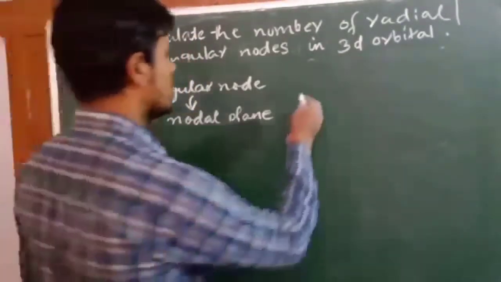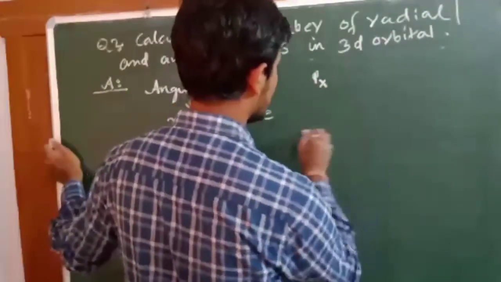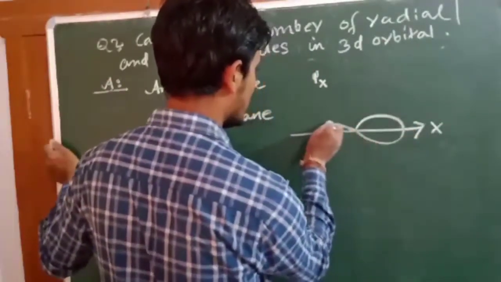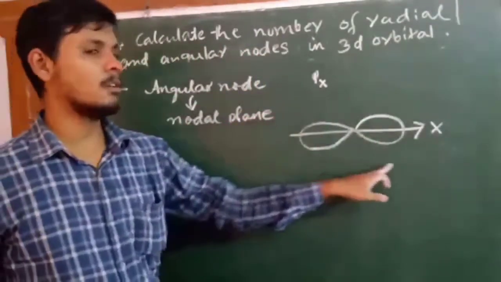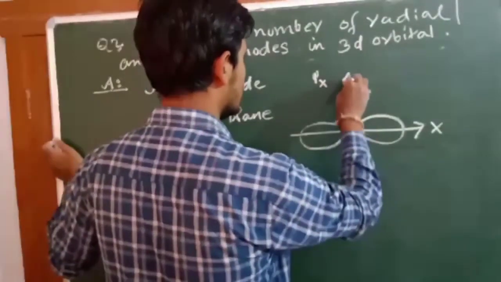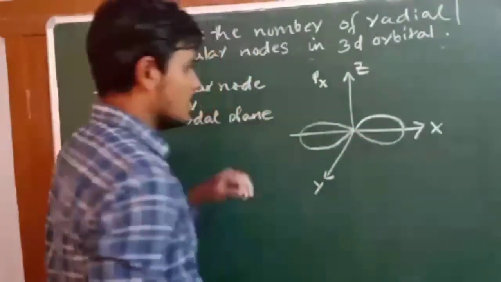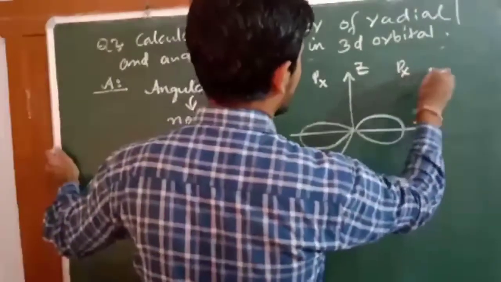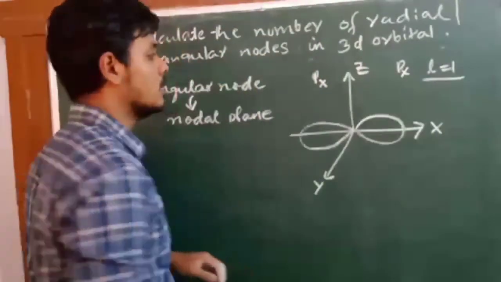So similarly, if I take a p orbital, let us consider the px orbital. So this is the x-axis. The p orbital will be aligned along the x-axis. The px orbital will be aligned along the x-axis. So this is the z-axis and this is the y-axis. So for px orbital l equals 1, that means there is one angular node.